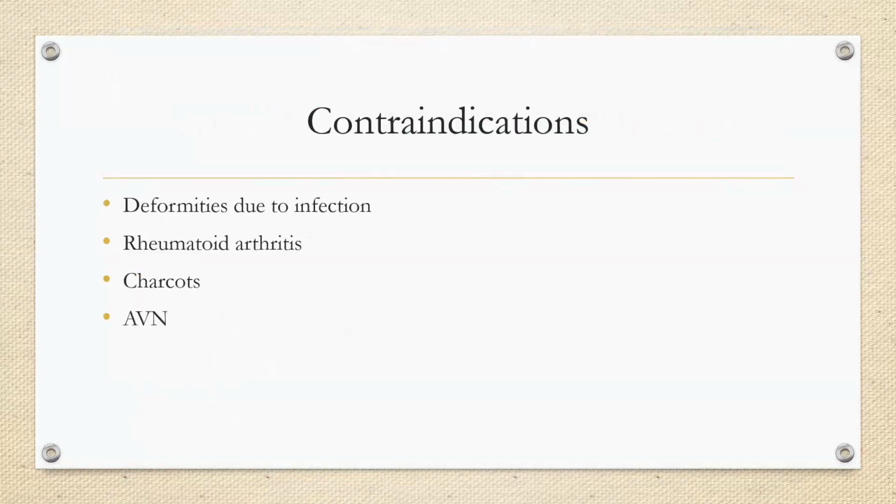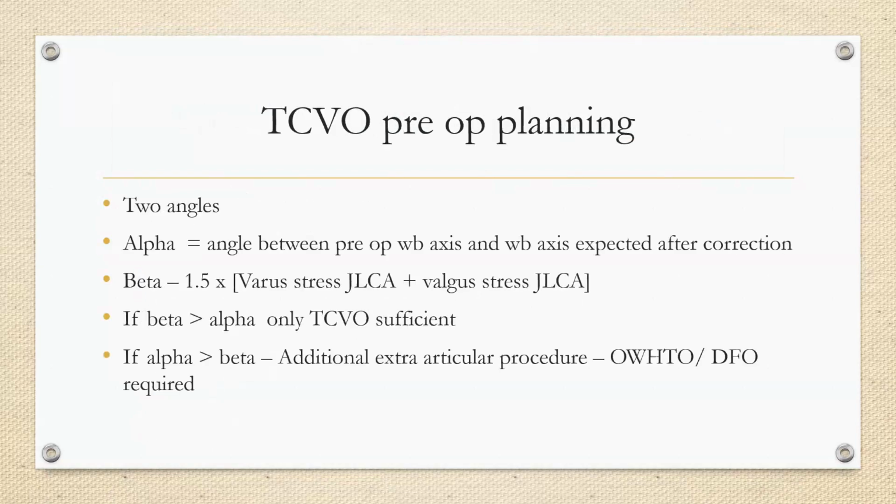Good results have been seen in most cases, irrespective of age. So what are the contraindications? Any ongoing infections, inflammatory conditions, any Charcot's or avascular necrosis changes at the knee joint. So what are the angles to be considered with respect to planning TCVO?